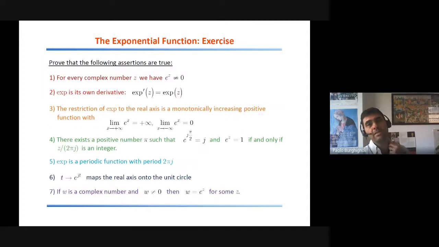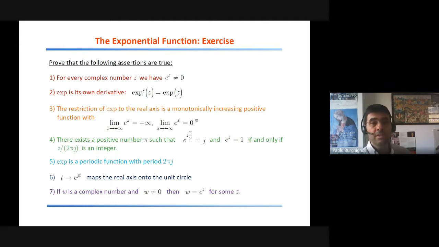And as an exercise, a very useful exercise to be done at home, you can try to prove that all the following properties of the exponential function hold. First, for every complex number, the exponential function is different from 0. Second, the exponential is equal to its own derivative. That's probably the simplest among those. Third, the restriction of the exponential function to the real axis is a monotonically increasing positive function, which tends to infinity when x tends to positive infinity and tends to 0 when x tends to minus infinity. So those are the well-known asymptotic behaviors of the real exponential.